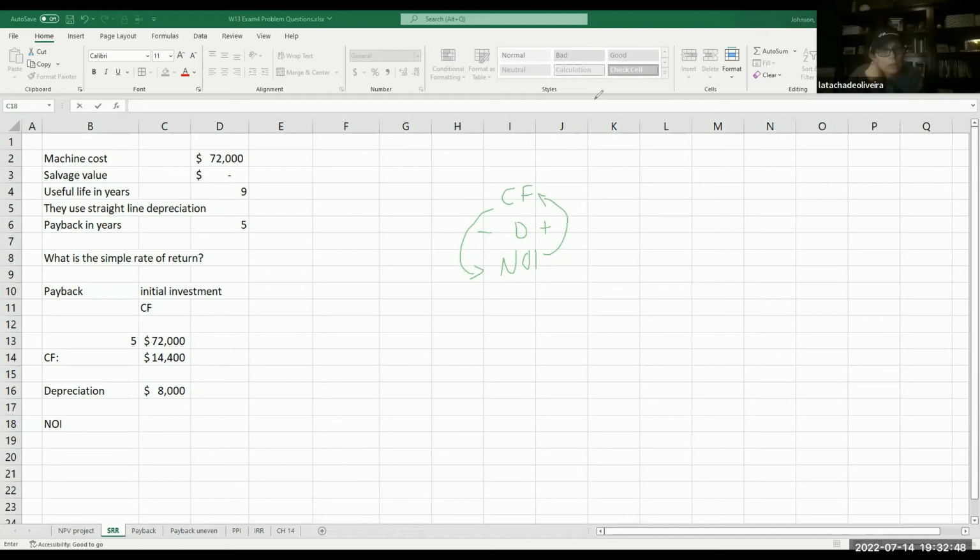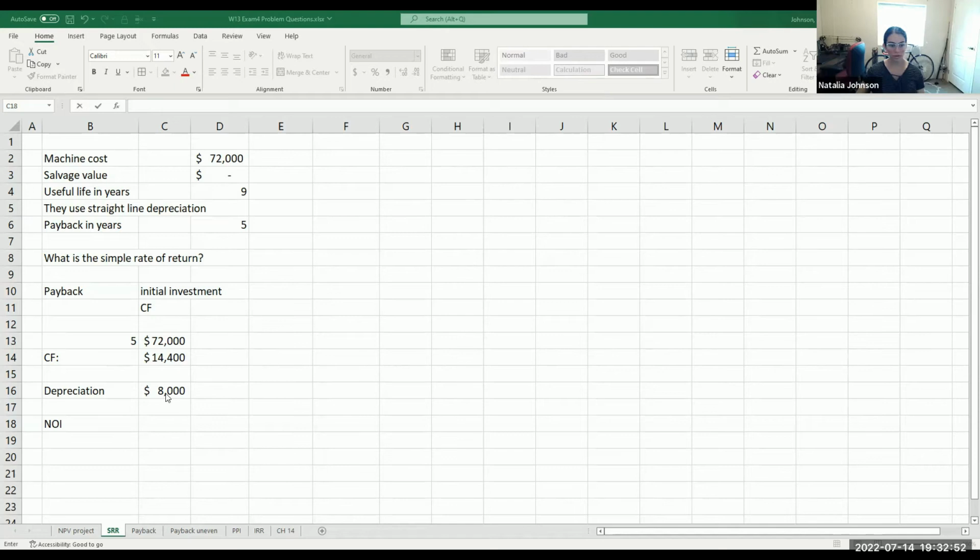Do you mind telling me again how you got the depreciation? It's 8,000: the machine cost divided by the useful life in years. So we subtract depreciation from cash flows, and now we get net operating income.